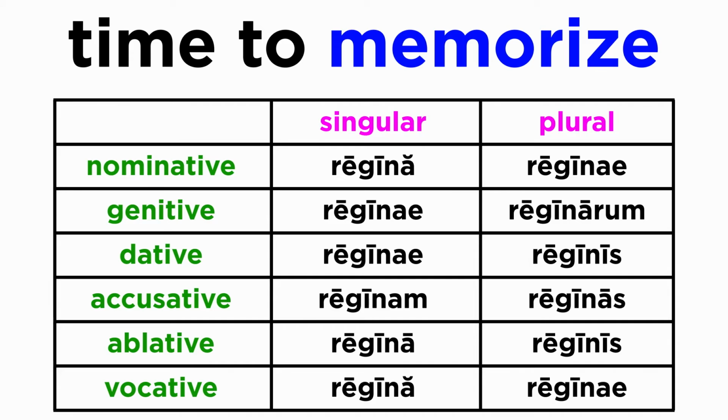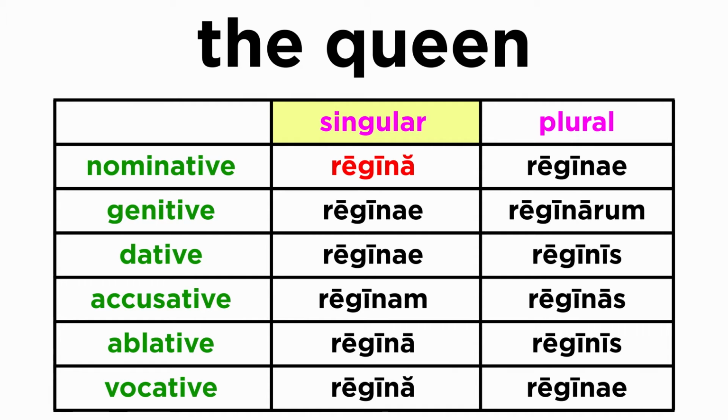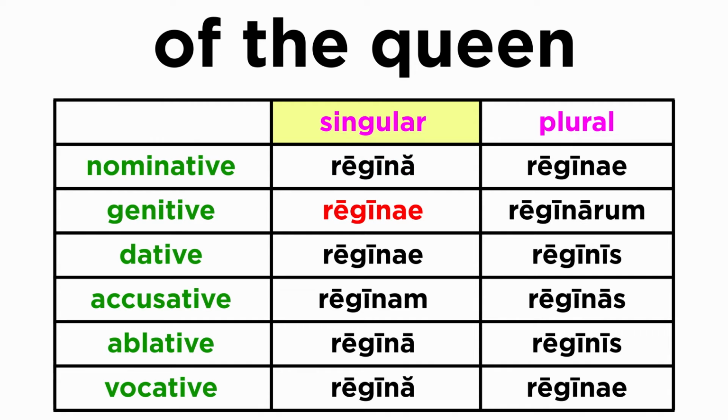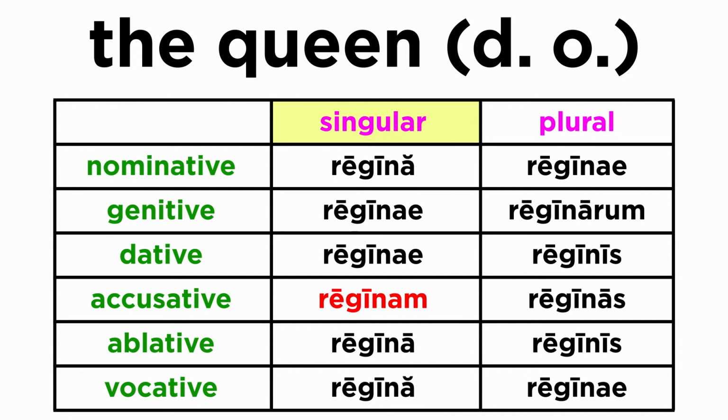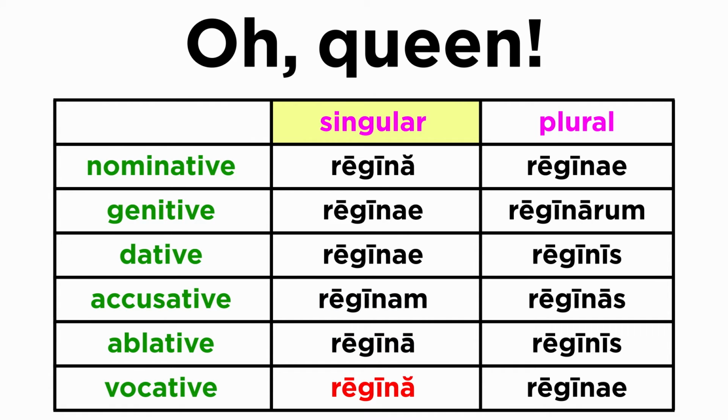So here comes the laborious part. We have to memorize these endings for the 6 cases for both singular and plural. Let's go through them now with their definitions for clarity. Singular. Regina, the queen. Reginae, of the queen. Reginae, to the queen. Reginam, the queen, direct object. Regina, meaning varies. Regina, O queen.